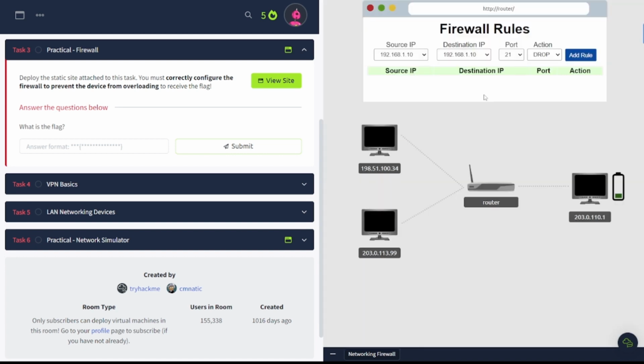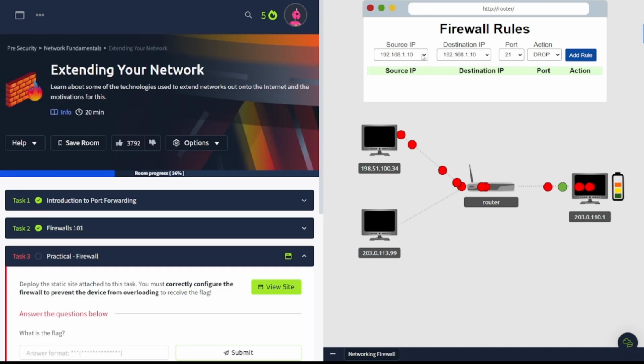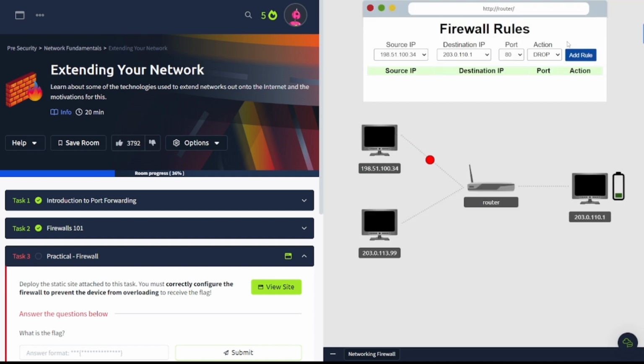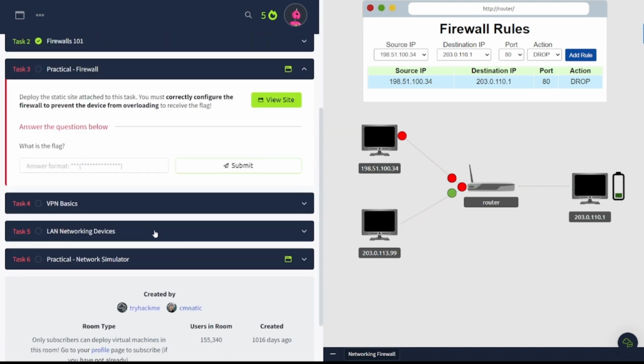So let's go ahead and start this up. And let's see here. It's probably going to crash before I even get a chance to mess with it. The source IP is going to be the attacker box, right? So let's do that. And then destination is going to be this. And it's going on port 80, so we're going to add this in here. Ah, it got me. All right, well, let's try this again. Add this rule, and that should fix it. Yep, there we go. I was too slow to put it in there. But we should get the flag after this completes here shortly.